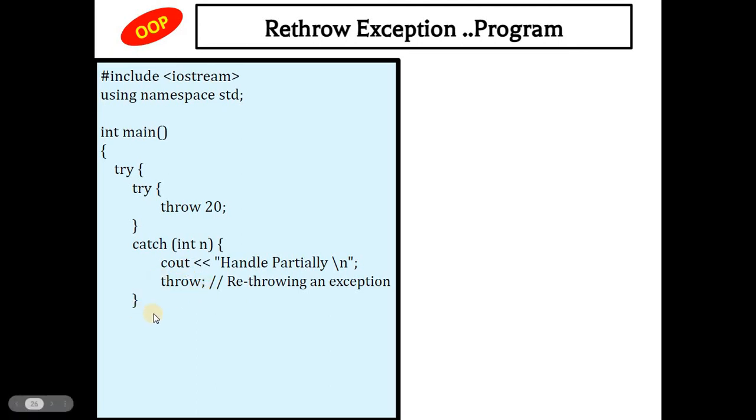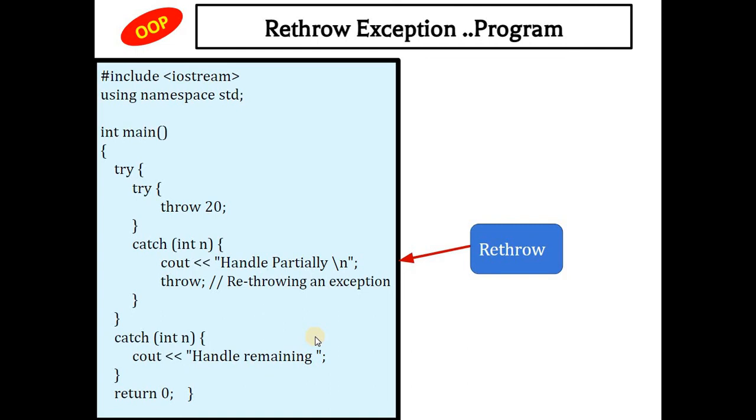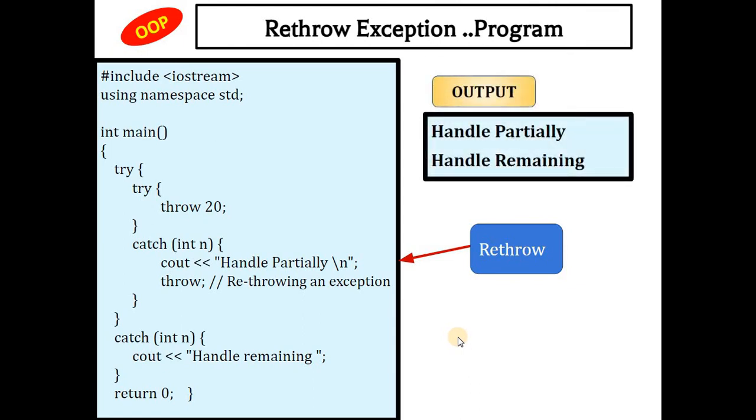As you are rethrowing an exception, this particular exception will go outside the inner try block, to the outer try-catch block, and here it will handle the remaining exception. So this is how rethrowing an exception works. You have to have throw without any assignment expression, and accordingly the output is generated. So you understand that rethrowing an exception should be inside the catch and without any assignment expression.